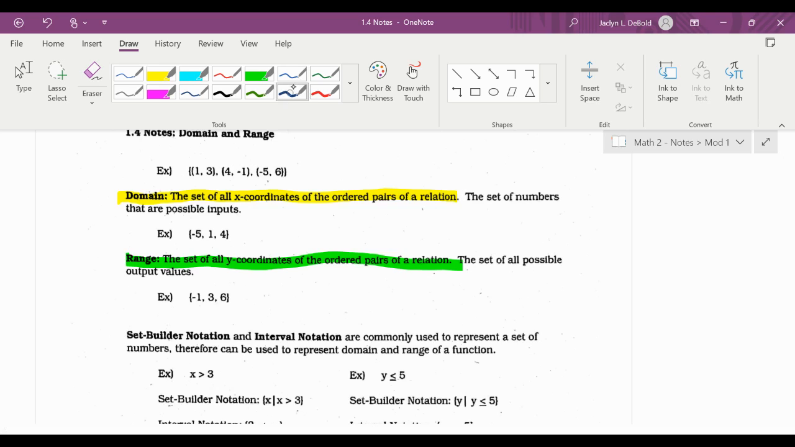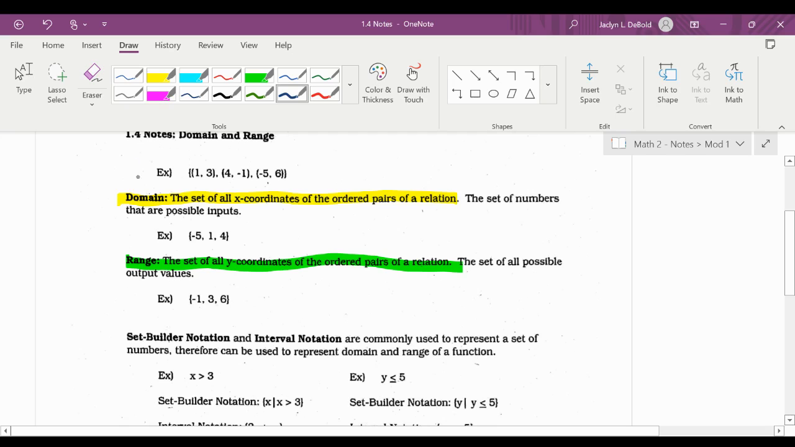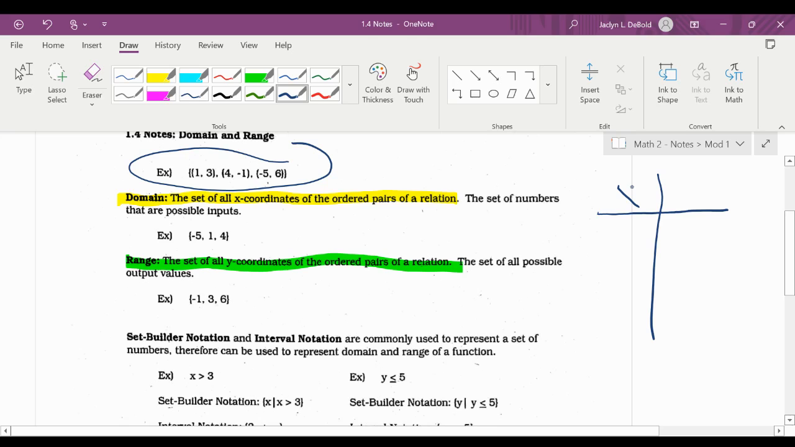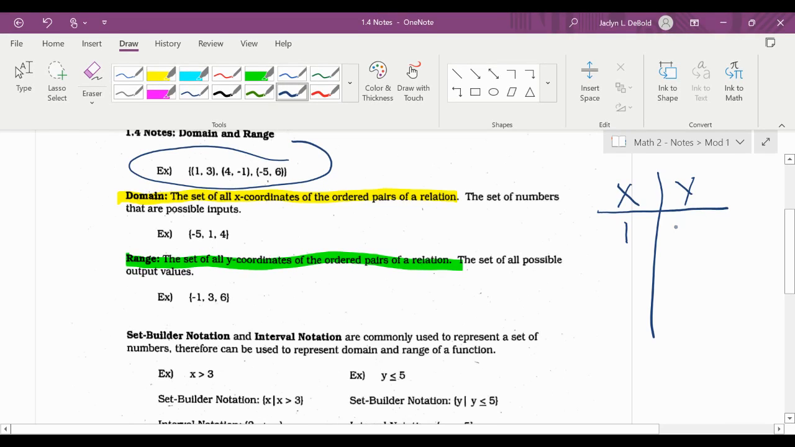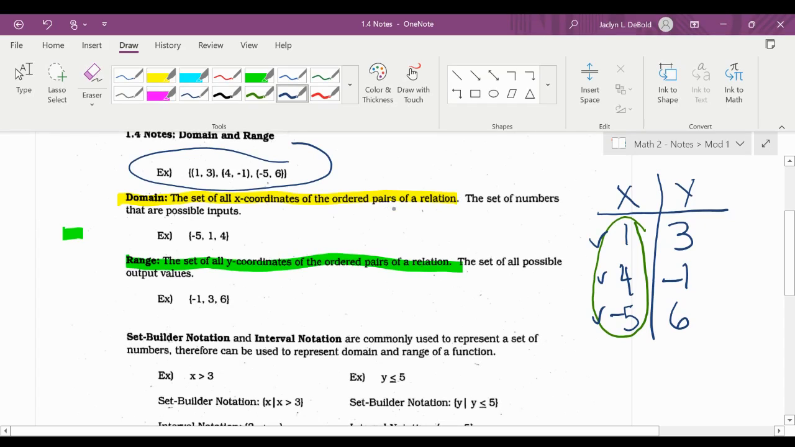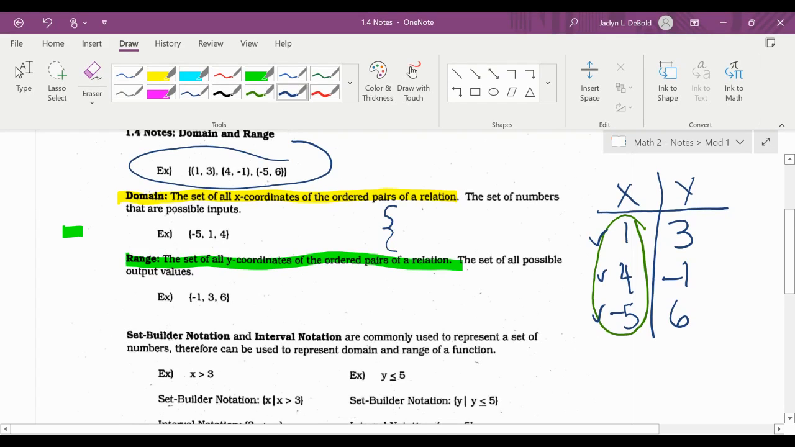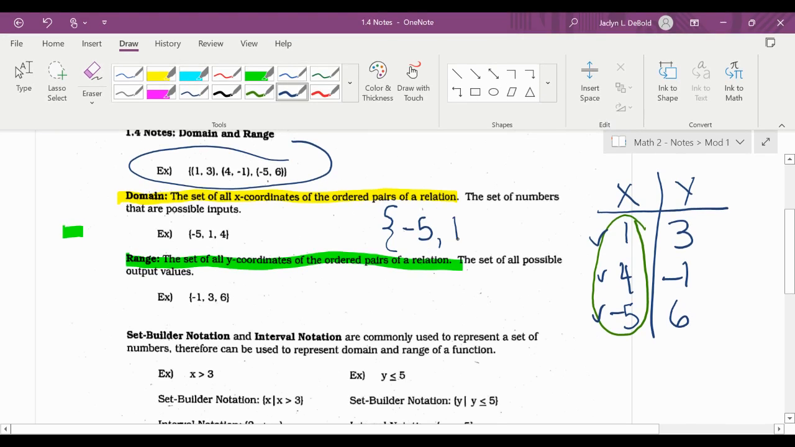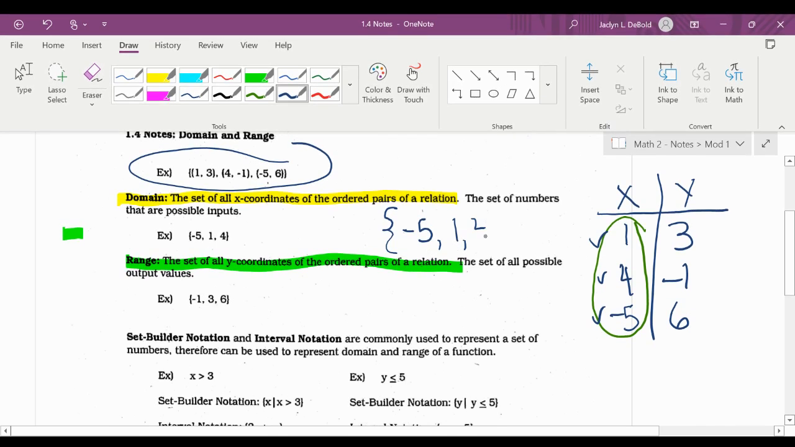For example, if I have this set of points at the top, (1, 3), (4, -1), and (-5, 6), I could turn that into a table, and you could leave it as is, but I'm going to make it into a table. If we write these out in numerical order, we're going to use a curly bracket. My lowest value is -5, so I'm going to list that first. I'm then going to list 1, and then 4.